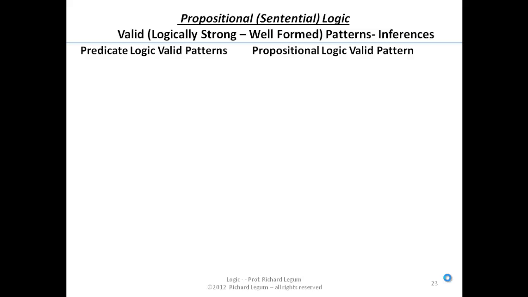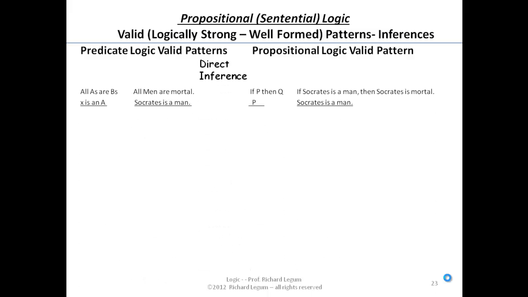Let's take one more look at the two sets of valid patterns, the ones from predicate logic and the conditional ones, the ones about hypotheticals, conditionals, if-thens, and propositional logic. First, we have the direct inference. All A's are B's. X is an A, therefore X is a B.